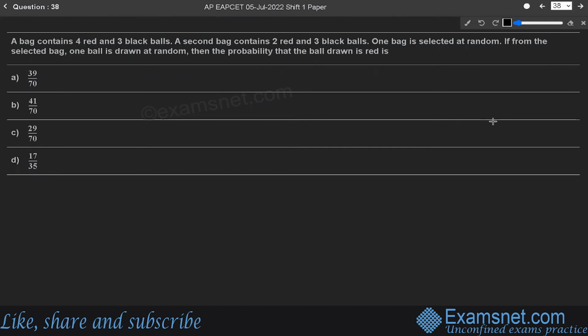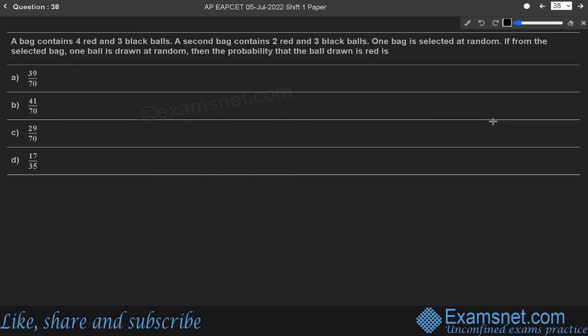Next question is also from the probability, and the question is, a bag contains 4 red and 3 black balls. A second bag contains 2 red and 3 black balls. One bag is selected at random. If from the selected bag, one ball is drawn at random, then the probability that the ball drawn is red is. We know that a red ball can be drawn in two exclusive ways. First way is selecting bag 1 and then drawing a red ball from it.